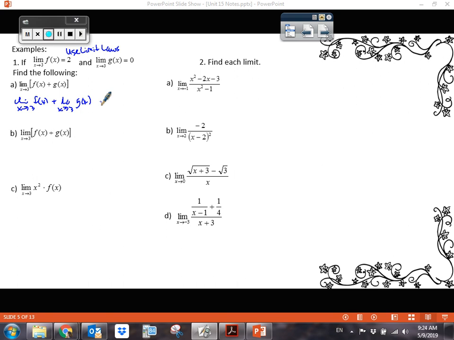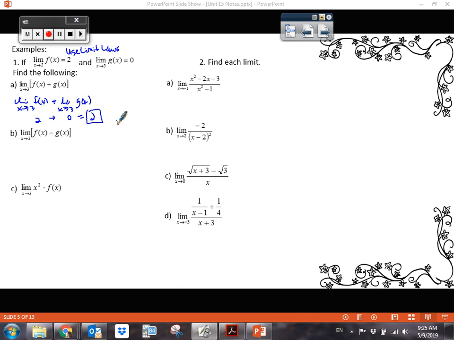So now I'm going to use substitution, and I'm going to replace the limit as x goes to 3 of f of x with a 2. And then I'm going to replace the limit as x goes to 3 of g of x with a 0 to get my final answer of 2. Okay, so that's an example using the addition limit law. Okay, let's look at the next one.